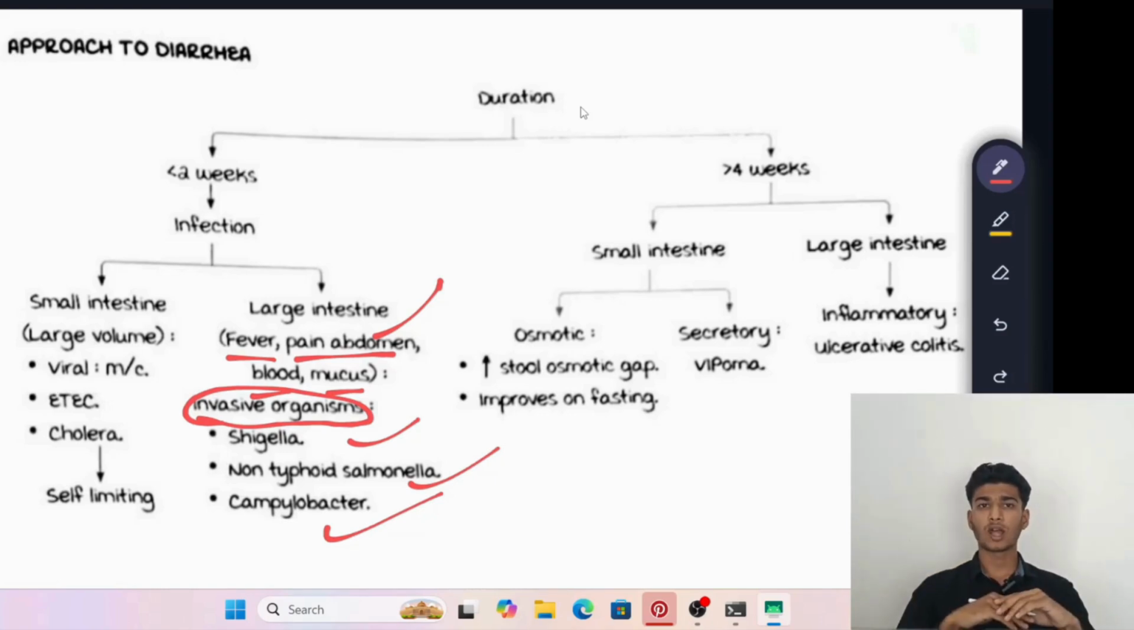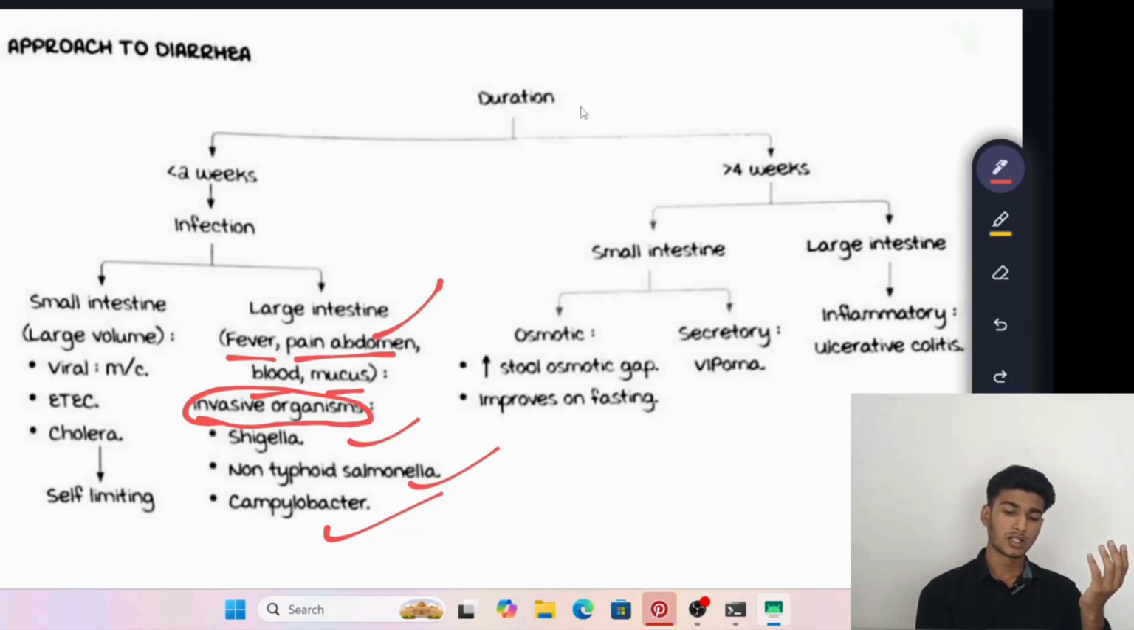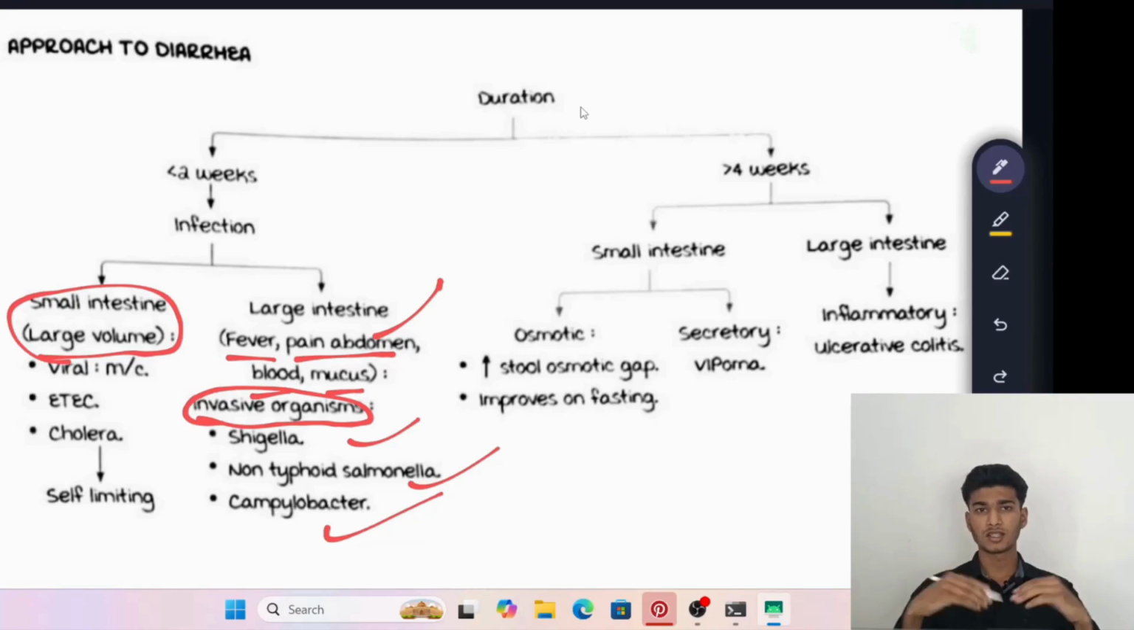And if he says no, I don't see any pus in the stool, I don't have abdominal pain, I don't have fever, where will you go? You will shift to the finding of small intestinal diarrhea. Then you will ask, do you pass a large amount of stool, and is the frequency of passing stool less? If he says yes, then you can infer that it is small intestinal diarrhea, because a large volume is passed but the frequency of passing it is less.